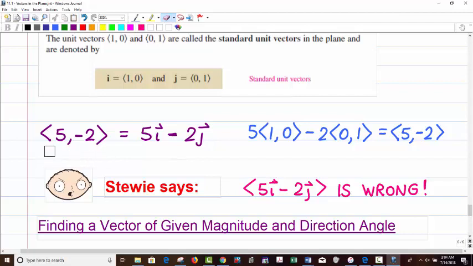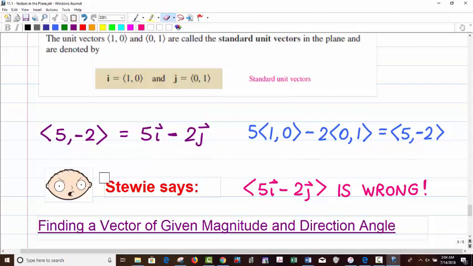Component form 5 comma negative 2 would be the same as writing the vector as 5i minus 2j. And here I showed the math over here for why that is right. You would never have to do this, but I put the i and the j in there to show that it was correct.